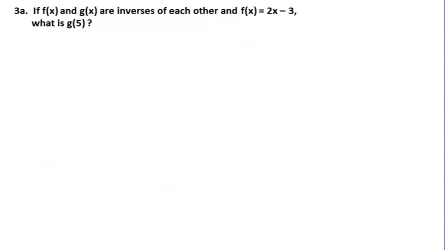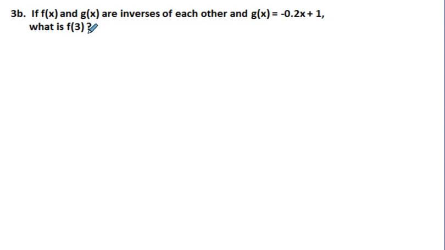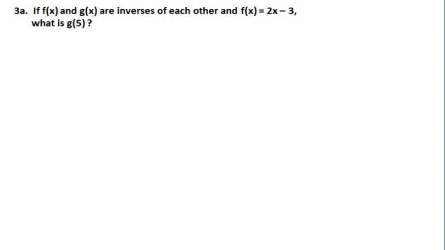Next, 3A, and the next 10 problems I'm going to do have an A and a B part. I'm going to do the part A and leave the viewer to do part B, 3B. If f of x and g of x are inverses of each other and f of x equals 2x minus 3, what is g of 5? Well, let's find the inverse of f of x to find what g of x is.